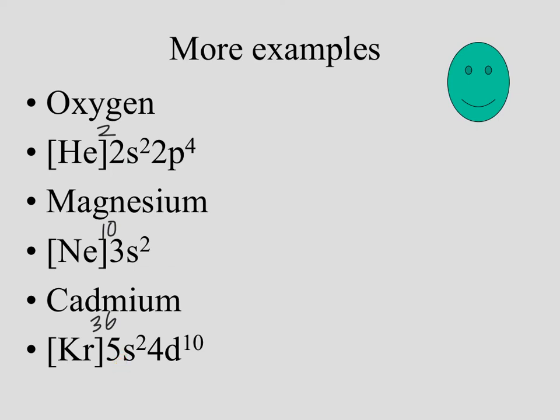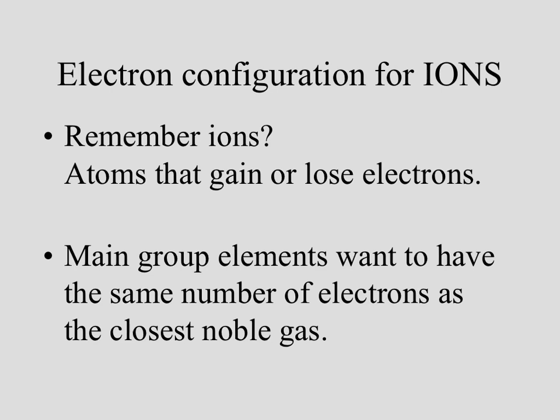Back in Unit 1, we had talked about ions, and again, those are atoms that have either lost or gained electrons. If you lost electrons, you become more positive, and if you gain electrons, you become more negative. So we'll take that into consideration when writing out these electron configurations for ions. We also have something on the periodic table we call the main group elements. They want to have the same number of electrons as the closest noble gas, so they will either lose or gain electrons to become like a noble gas.